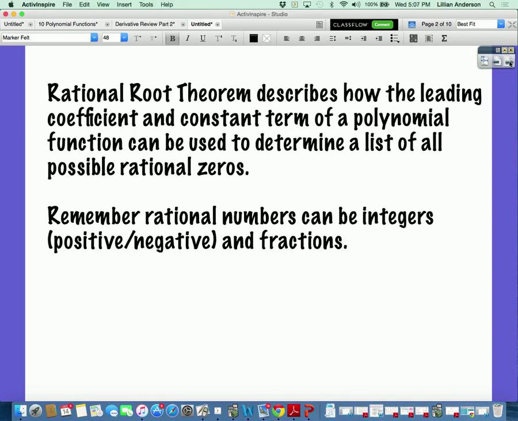The rational root theorem describes how the leading coefficient and the constant term of a polynomial function can be used to determine a list of all possible rational zeros. So we're going to look at the number in front and the number at the end to determine our list of possible rational zeros. Now don't forget that rational numbers can be integers, positive or negative, and fractions. So when we're creating this list, we could have positive numbers, negative numbers, and also fractions that could be positive or negative.